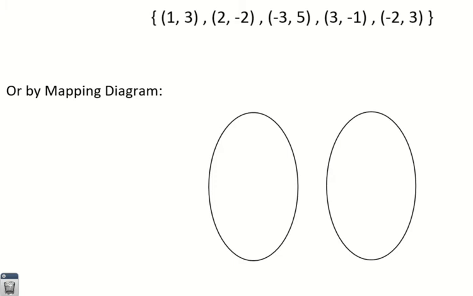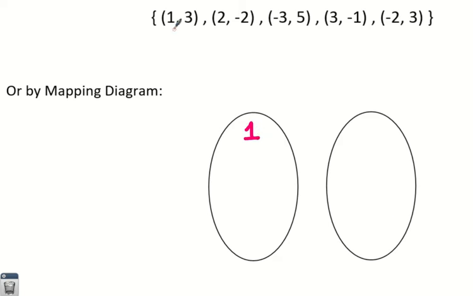Or by mapping diagram. Here's how you do that. Over here in this oval, for lack of a better word right now, you're going to have all the x values, and I'm just going to call them x values for now. I wanted to say another word, but too early. Don't want to get ahead of myself. But in here would be all the x values, just grouped together like in one little bubble. And then over here you would put all your y values. But there's a little bit more to the story, but you'll see in a second.